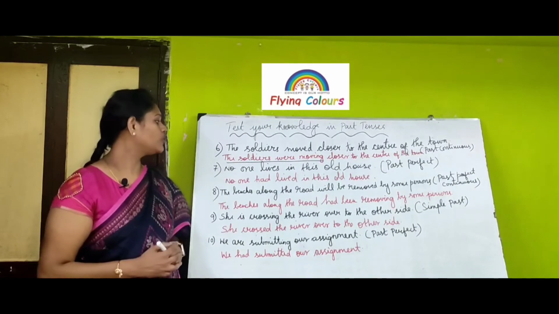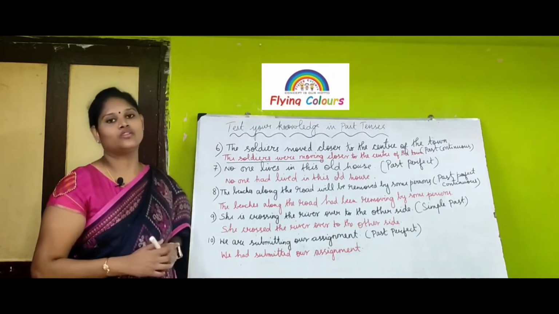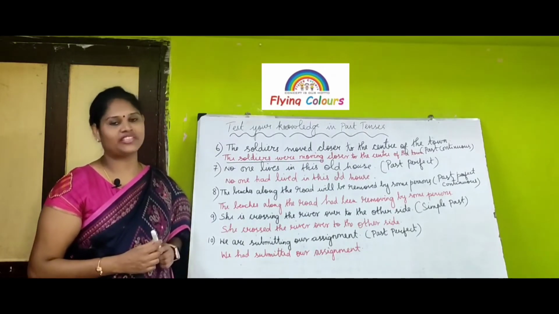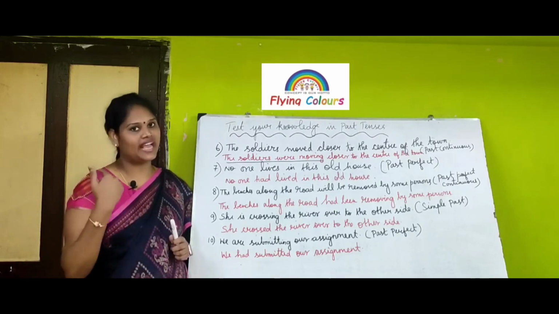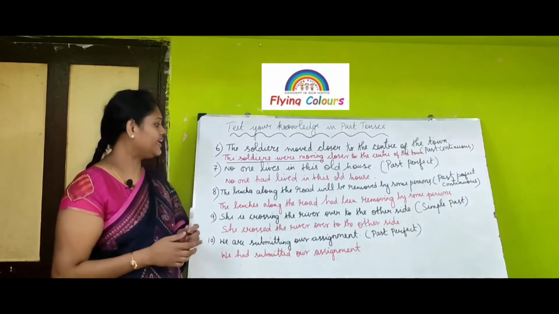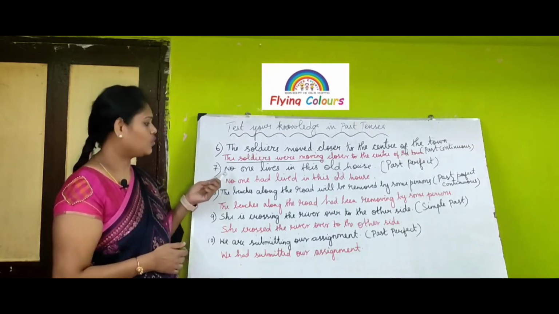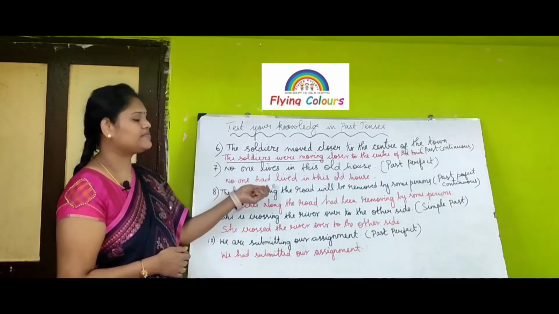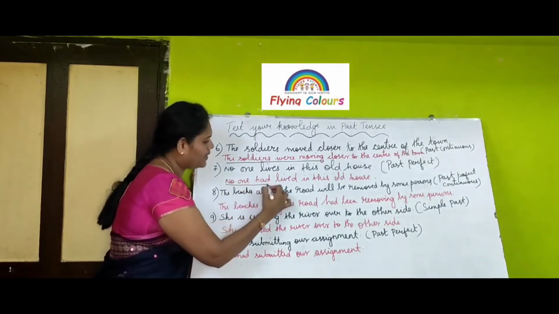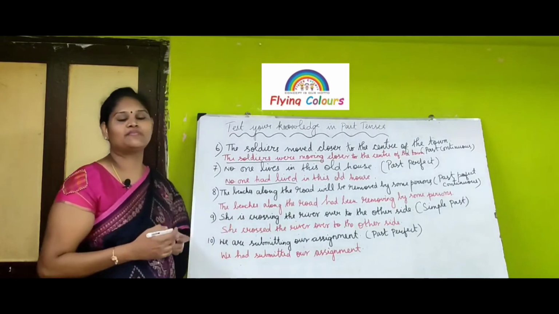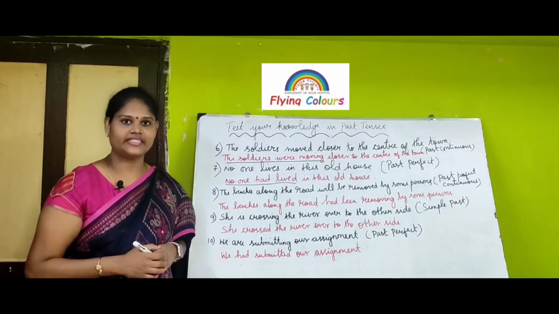Next sentence, no one lives in this old house. You should change this into past perfect tense. The formula for past perfect tense is subject plus had plus past participle. Here the subject is no one. So no one had plus past participle for lives is lived, right? So no one had lived is the past perfect tense in this sentence.